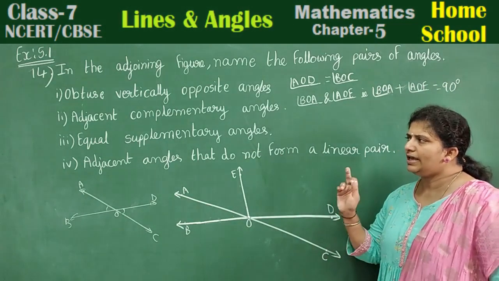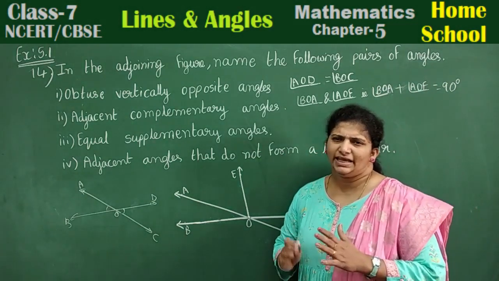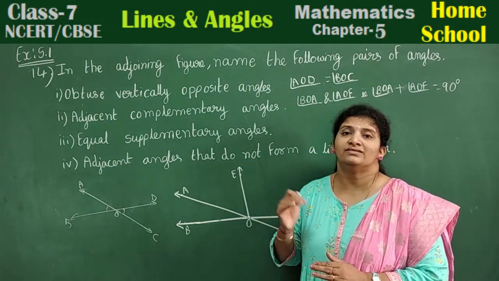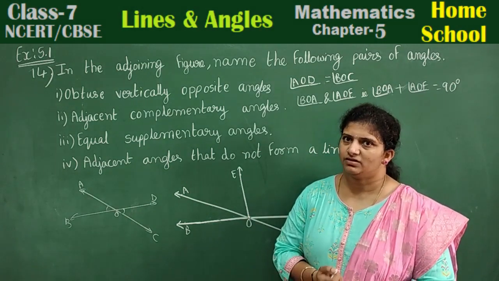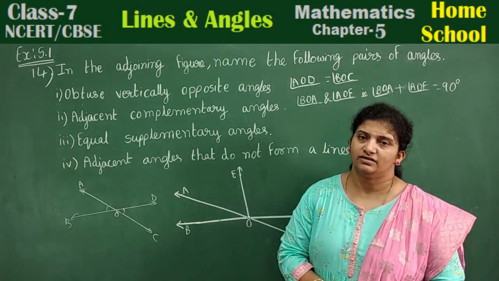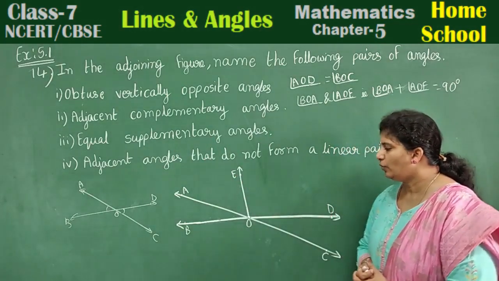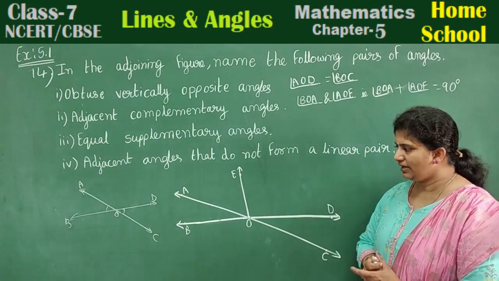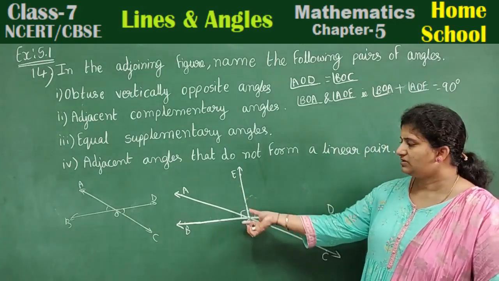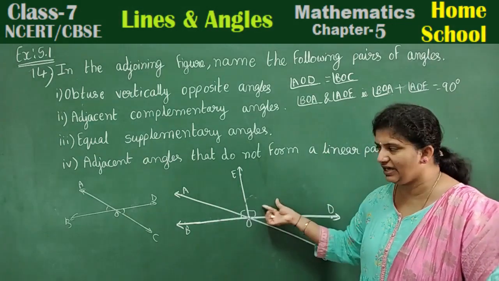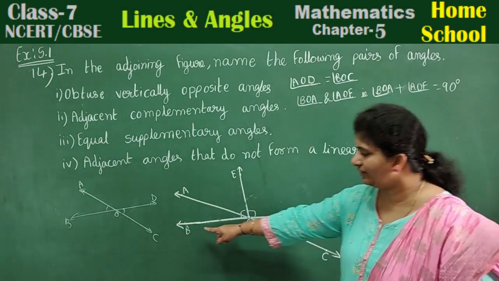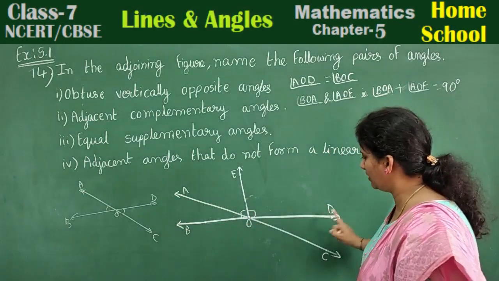See the third one, equal supplementary angles. Equal supplementary means the two angles must be equal and their sum must be 180 degrees. Supplementary means 180 degrees, right? The two angles must be equal. Where are the two such angles? Yes, I can see here. This is one angle and this is one angle. See here, these two angles are equal, and if I add these two angles, the sum will be 180 degrees. So right here, angle BOE is equal to angle DOE.